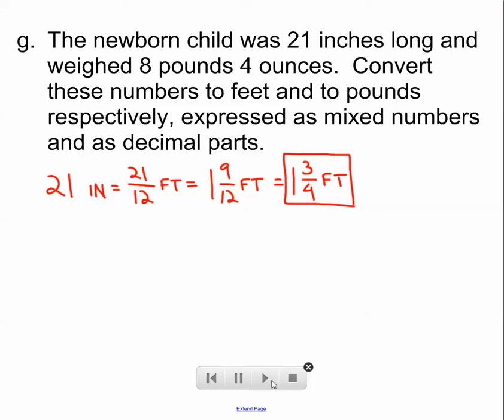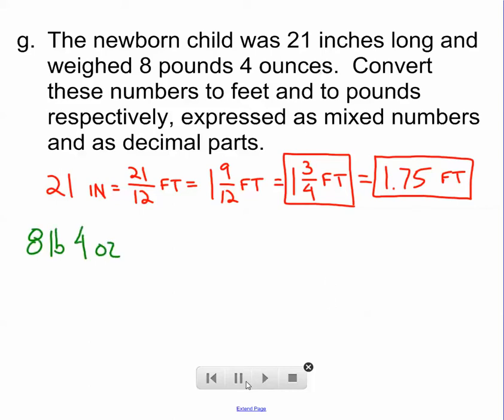If I went fast on that, don't worry, we're going to do it a few more times. We can also express this as a decimal because 3/4 is 0.75, so 1.75 feet. Now the other one, we're given 8 pounds 4 ounces. We can go right to our mixed number. 8 pounds 4 ounces is like 8 4/16 of a pound.